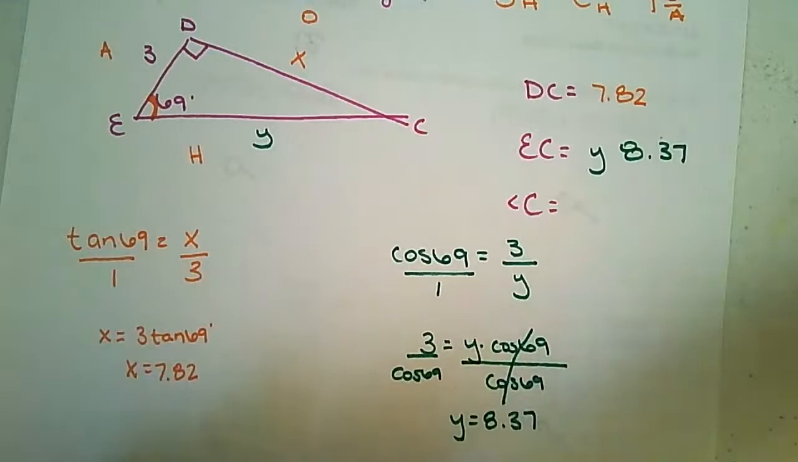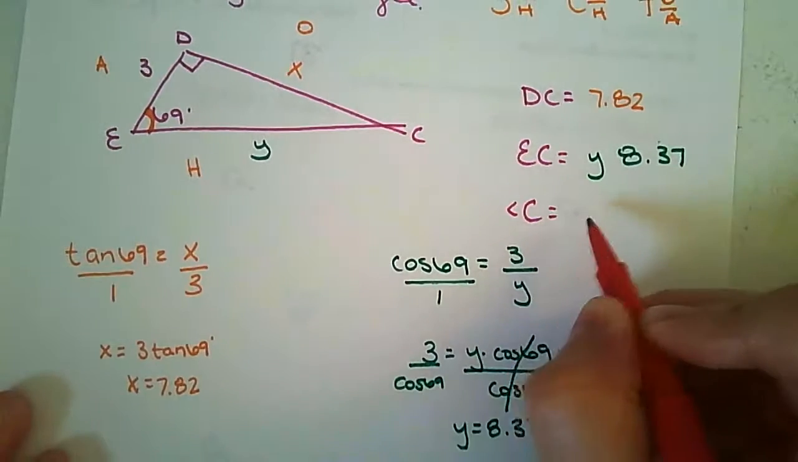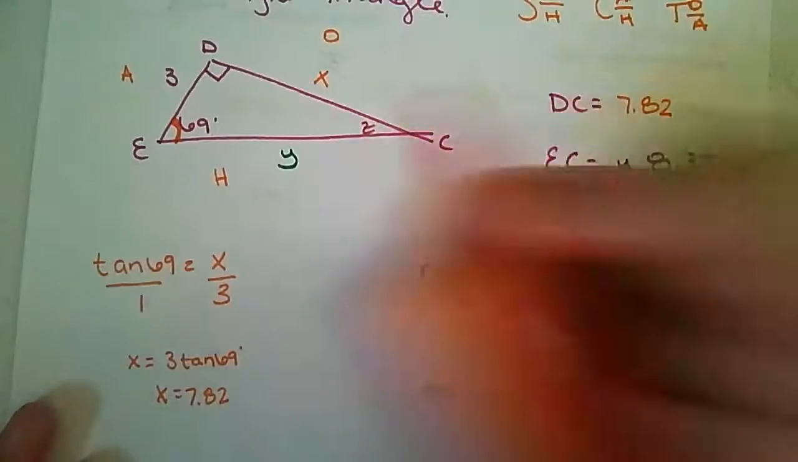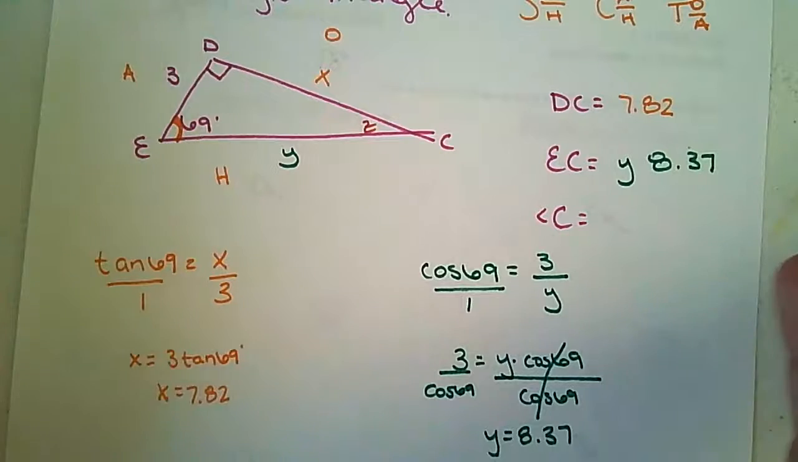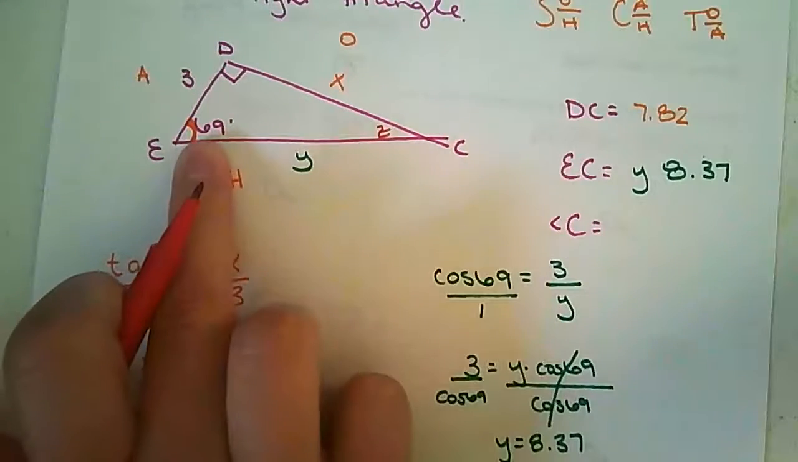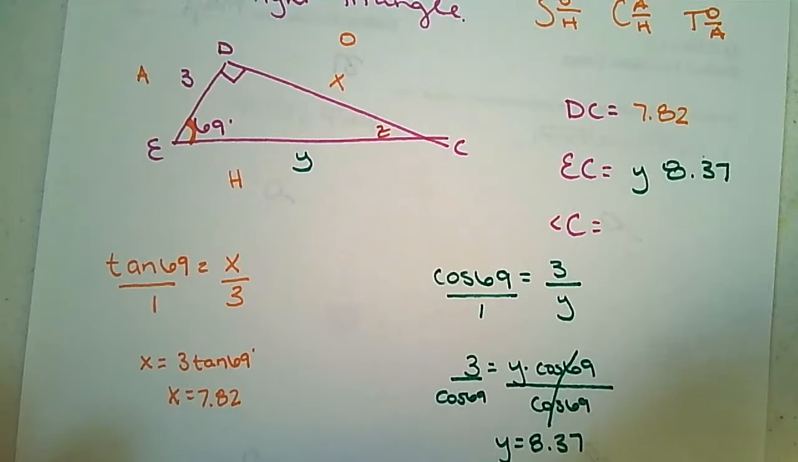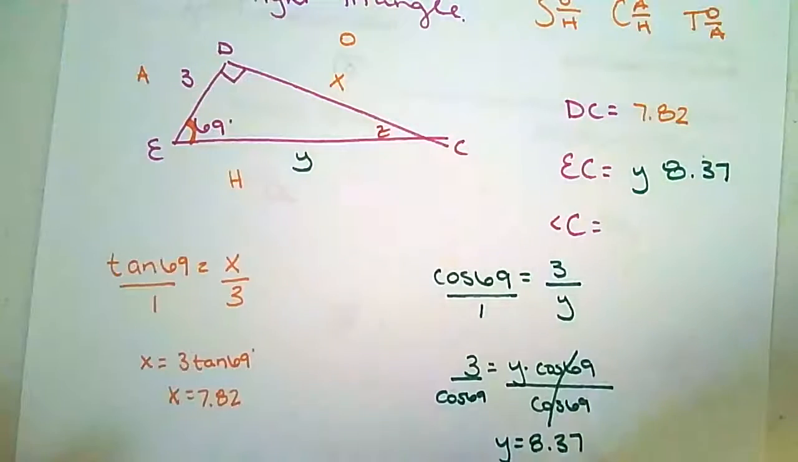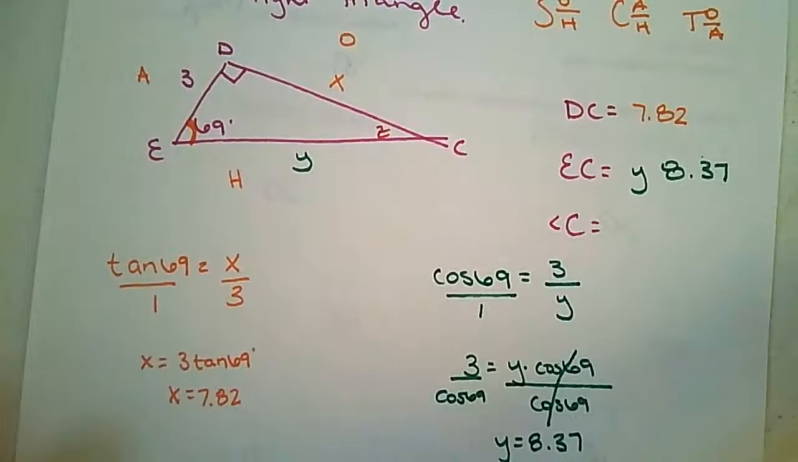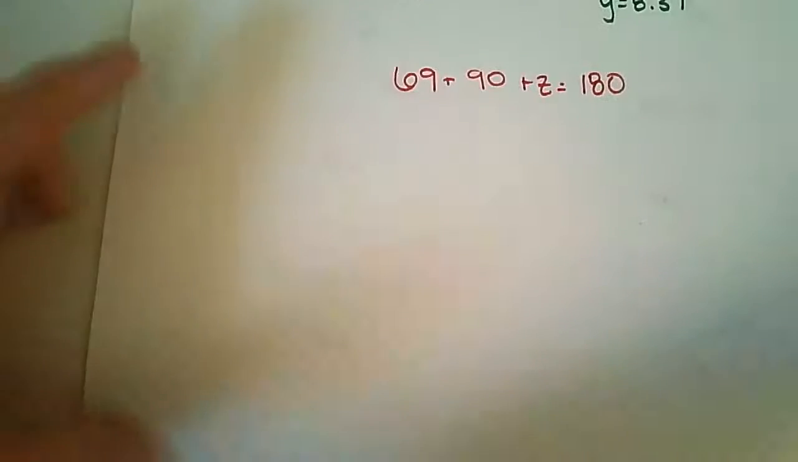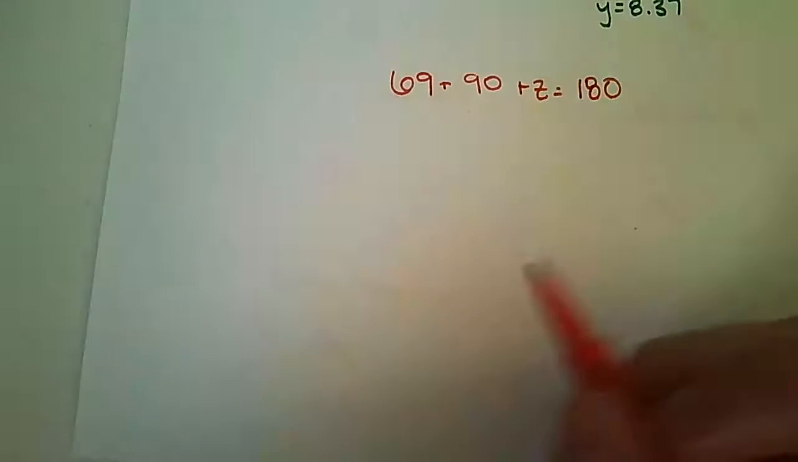And then again, the last one, I could set up another trig expression, but I don't need to. Again, I'm going to call this angle C to be Z. And again, I know all of the angles in any triangle add up to 180. So I know this angle plus this angle plus this angle all have to add up to 180. And now again, I'm just going to solve it.